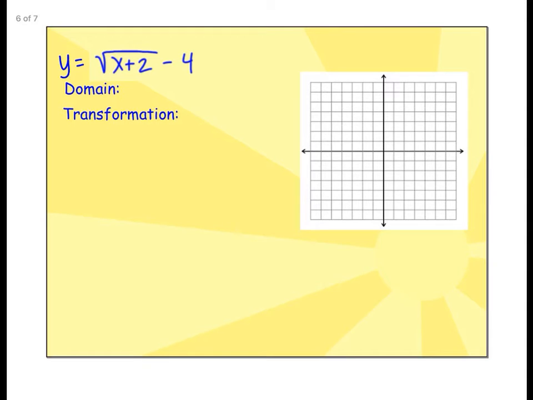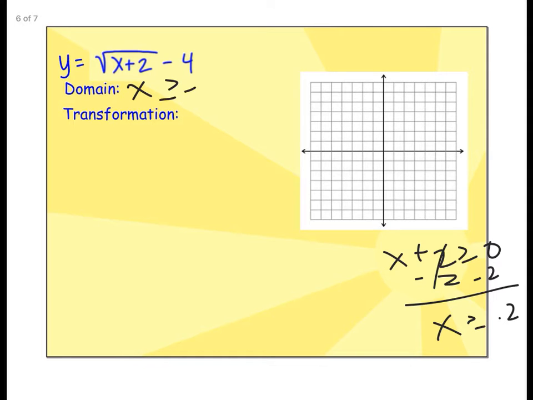Alright, last one, square root of x plus 2, and then minus 4. Let's do our domain. So x plus 2 greater than or equal to 0. Some of you guys can maybe do this in your head, that's fine. x greater than or equal to negative 2. Transformations, well, I know anything under the square root lies. So I'm expecting it to shift to the left. And then the 4 also is honest, and it's 4 down.